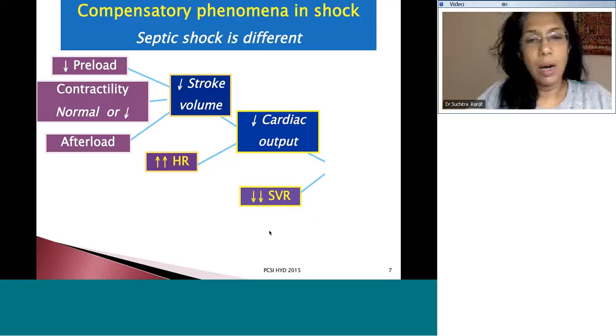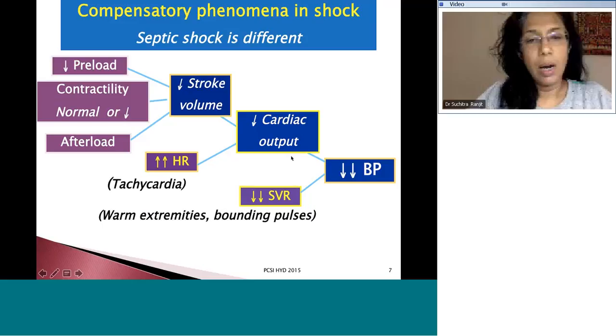What happens in septic shock is quite different. The preload may be decreased because of relative or absolute hypovolemia. The contractility of the heart may be normal, may be low, and some patients may also be hypercontractile. And the stroke volume can go down initially. The tachycardia is much more pronounced. And rather than compensate for the lower cardiac output with a high systemic vascular resistance, in septic shock, the systemic vascular resistance actually falls. So what happens to blood pressure here? The blood pressure will be far lower because the systemic vascular resistance has fallen when the cardiac output is already low.